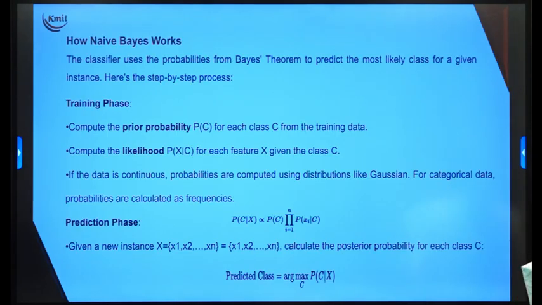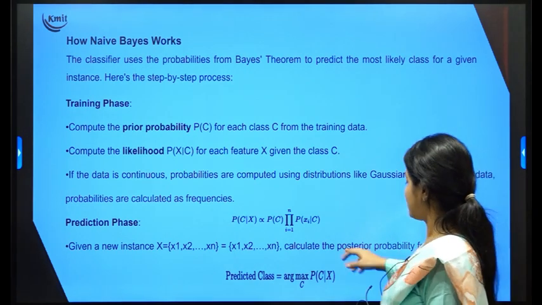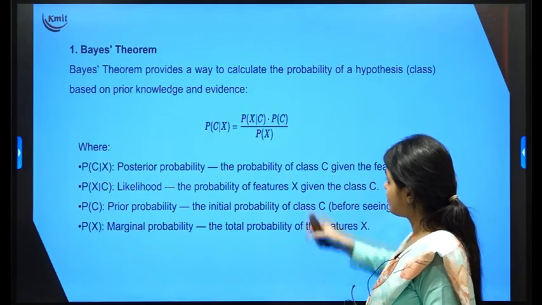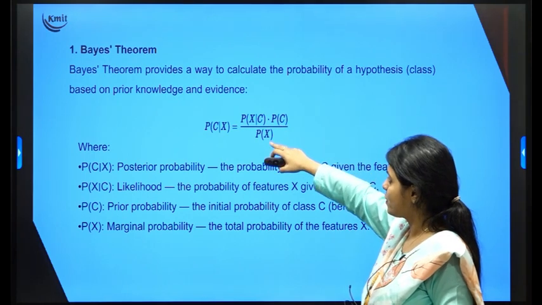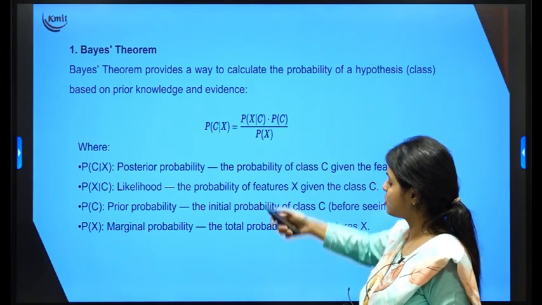Now let's see how the Naive Bayes classifier works. The classifier uses the probabilities from Bayes theorem to predict the most likely class for a given instance. We have a step-by-step procedure to it. So let's see what that is. First we calculate the prior probability P of C, we calculate P of X, X given C, and then put this into the formula.